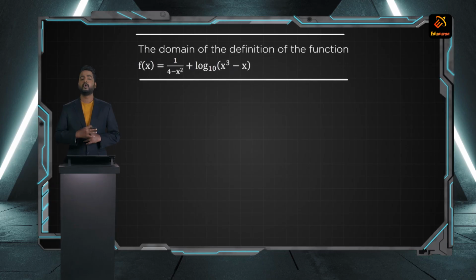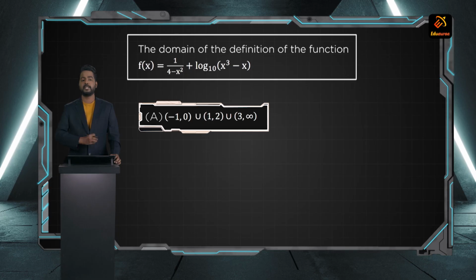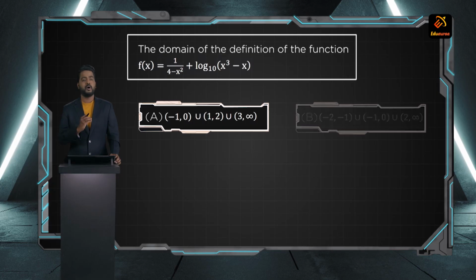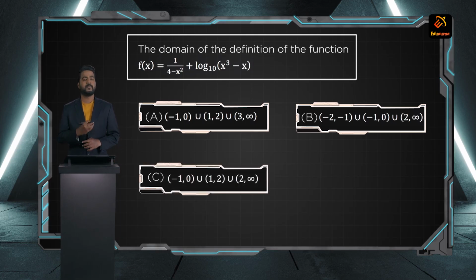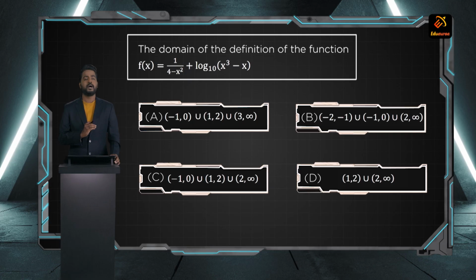Next question is, the domain of the definition of the function f of x is equal to 1 upon 4 minus x square plus log to the base 10 of x cube minus x is option A minus 1 comma 0 union 1 comma 2 union 3 comma infinity. All the brackets are open brackets. Option B minus 2 comma minus 1 union minus 1 comma 0 union 2 comma infinity. Option C minus 1 comma 0 union 1 comma 2 union 2 comma infinity. And option D 1 comma 2 union 2 comma infinity. This question has came in JEE Main 2019.